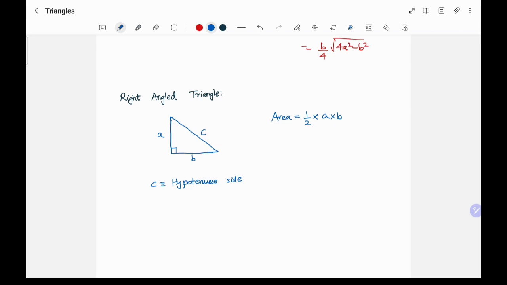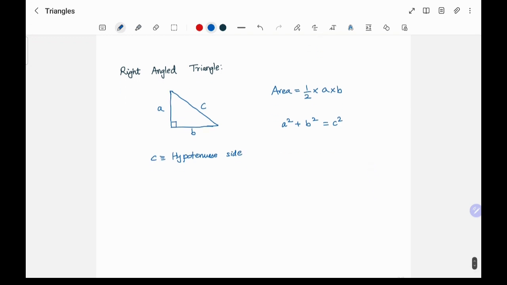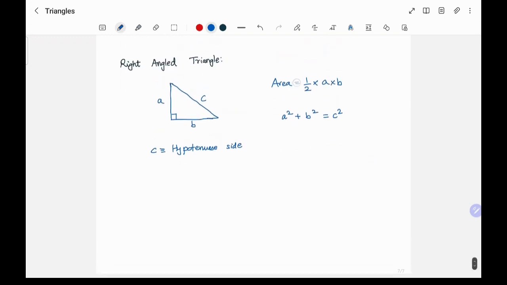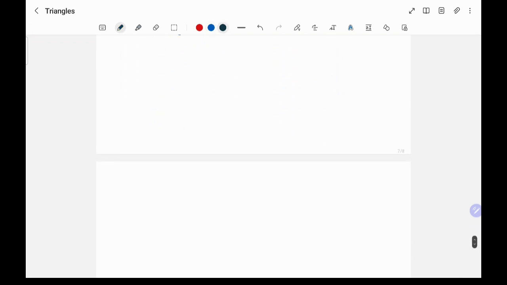Right. So here the Pythagoras theorem is again valid, which says a square plus b square is equal to c square. So if we know two of these, we'll be able to find the other side easily. Okay. So next we'll see congruency of triangles.